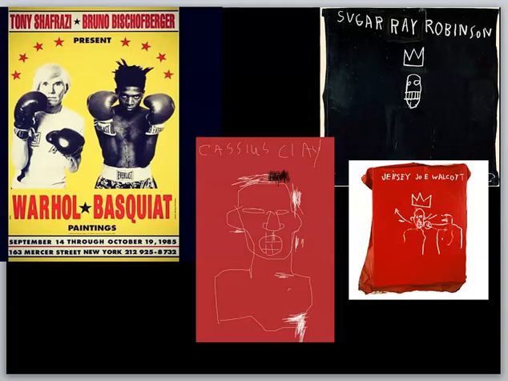Both of those boxers are shown with crowns. The crown is a symbol that Basquiat perhaps appropriates to replace what we might find in religious paintings as halos, but it's a way of indicating significance, awesomeness, and the status of hero.